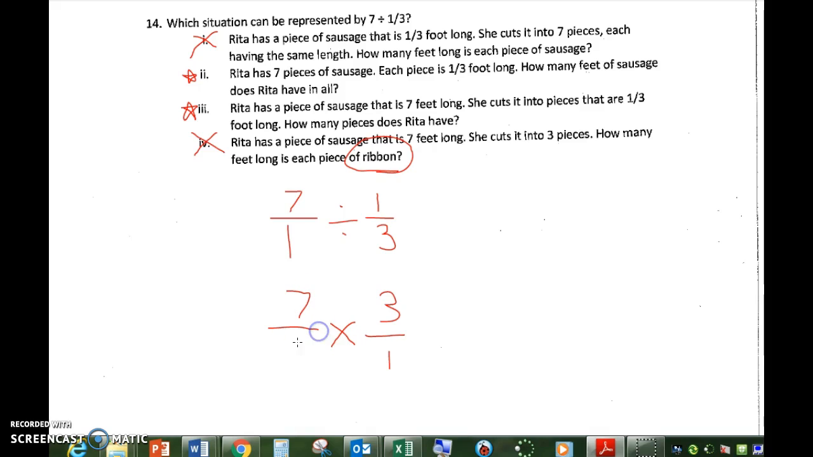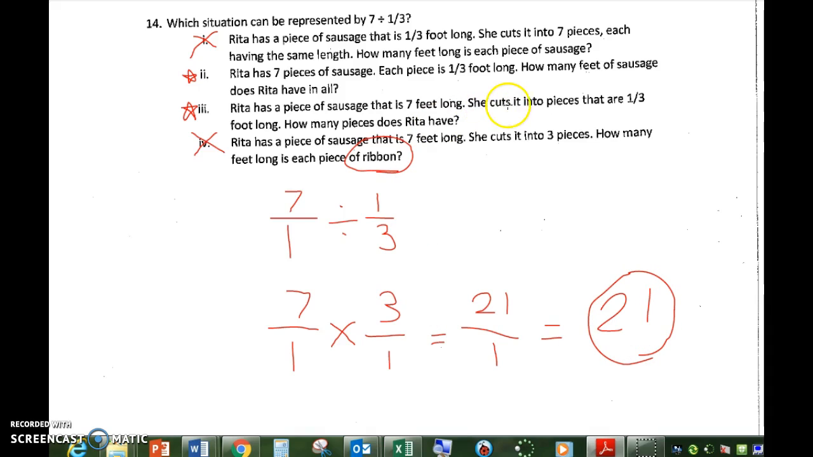And the whole number 7 stays 7 over 1. And now you multiply across. 7 times 3 would be 21, and 1 times 1 is 1. Oh, not again. Come on. Last problem. All right, you get 21 over 1, which, as you recall, turns out to be the whole number 21. 21 what, though?